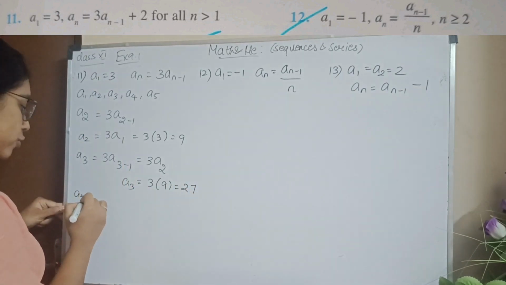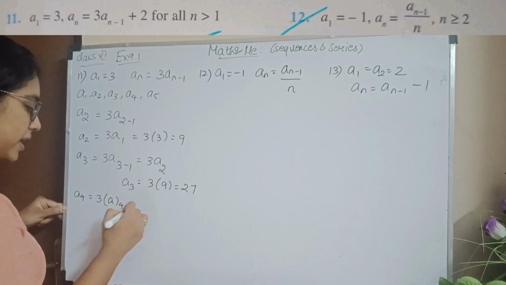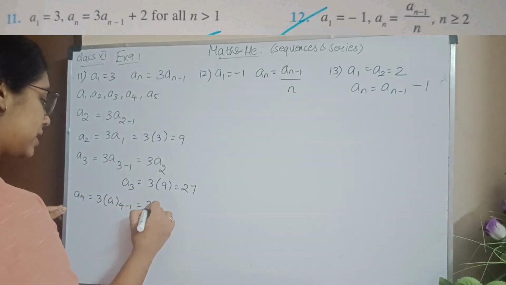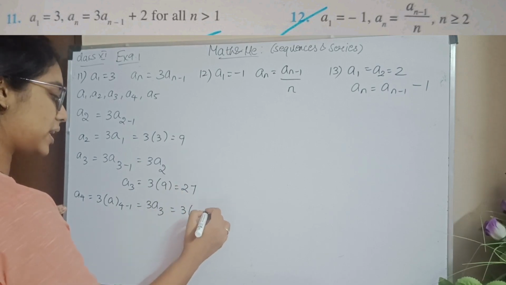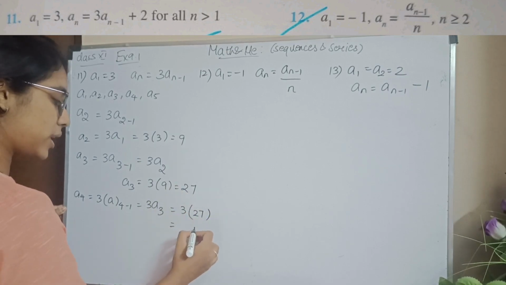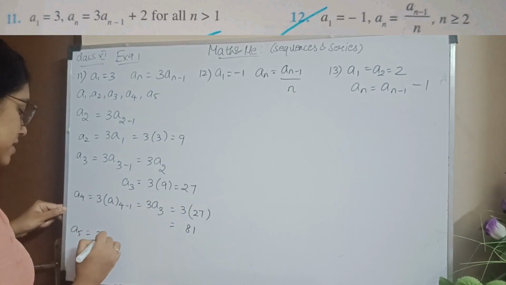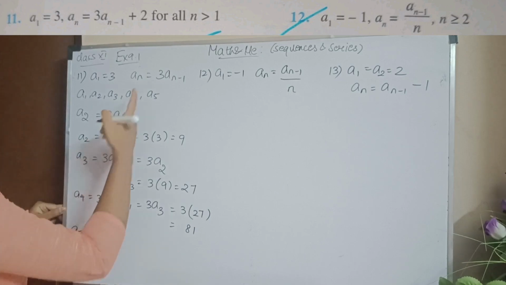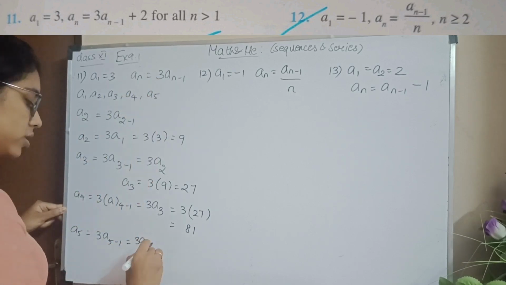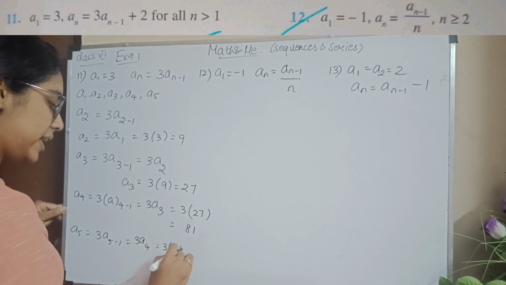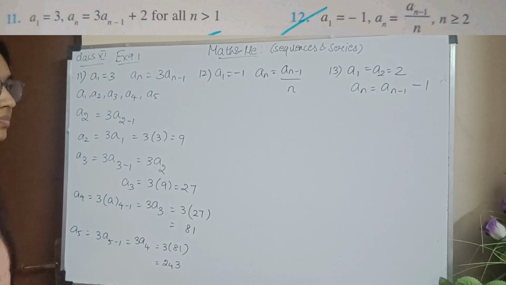Similarly a4 is 3 times a_(n-1). So this will be 3 times a3, which will be 3 times 27. So what will it be? 7 3s are 21, 2 3s are 6, 27 plus... 81. And a5 is 3 times a_(5-1), which is 3 times a4, which is 3 times 81. So this will be 3 1s are 3, 3 8s are 24, 243.